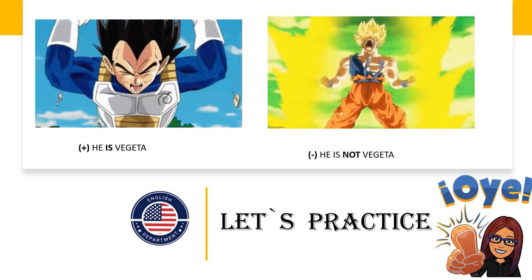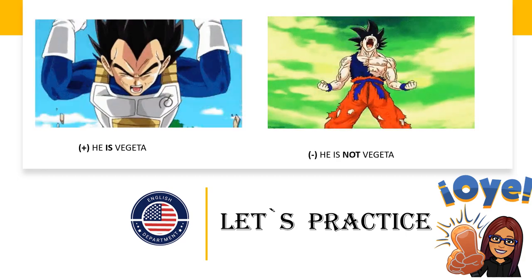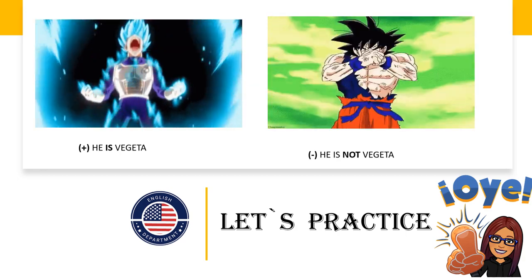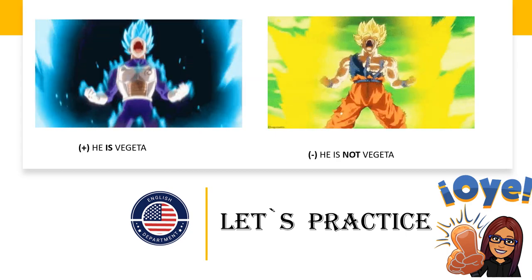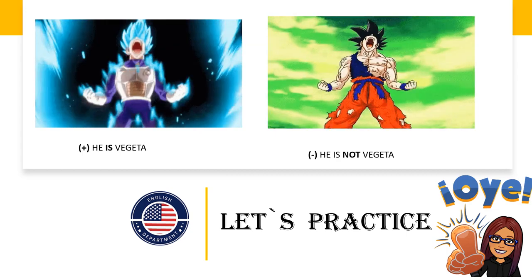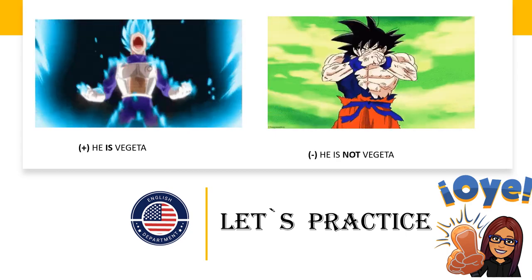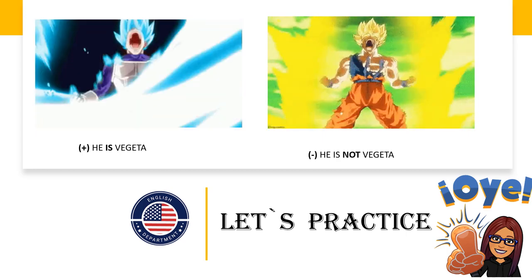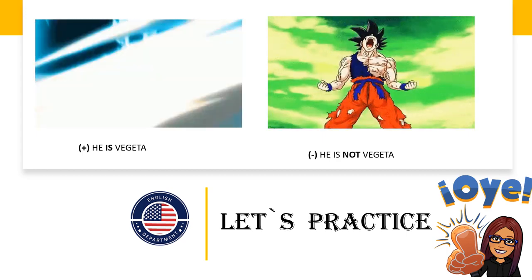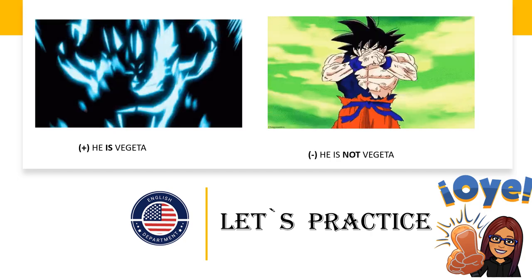Let's pay attention to the following example. Affirmative sentence. He is Vegeta. Negative sentence, he is not Vegeta. Oración positiva, él es Vegeta. Oración negativa, él no es Vegeta. Remember, he is, because it's a singular personal pronoun.